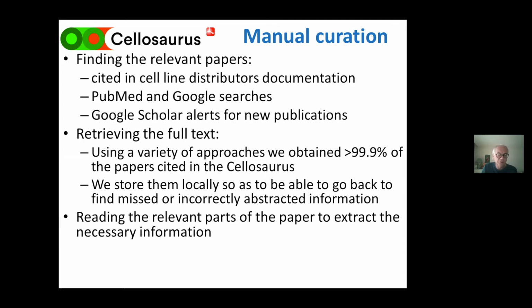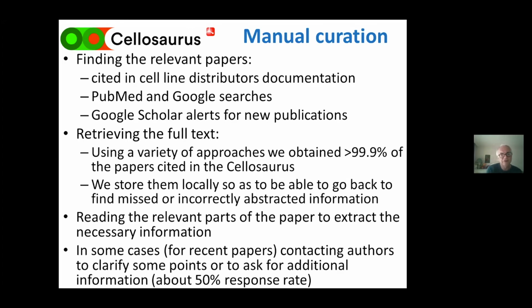Of course, then you need to read the relevant part of the paper to extract the necessary information, which doesn't mean reading the whole paper, because if it's a paper describing a biological experiment and only a few lines speak about the establishment or the characterization of a cell line, the only part which will be read is the part which is relevant to the cell line. And in some cases, for recent papers, it means contacting authors to clarify some points or to ask for additional information. Here, the response rate is about 50%.